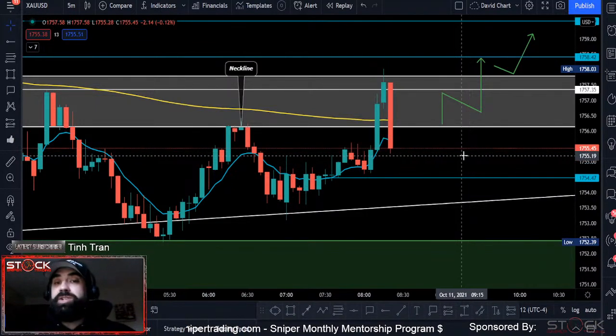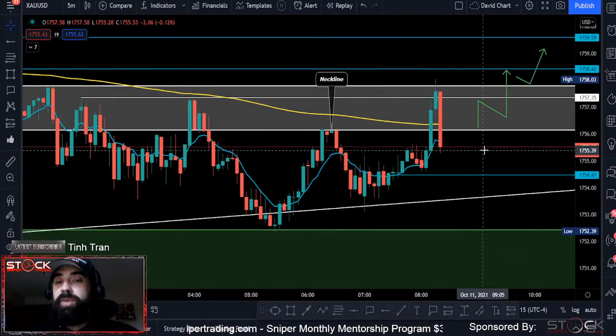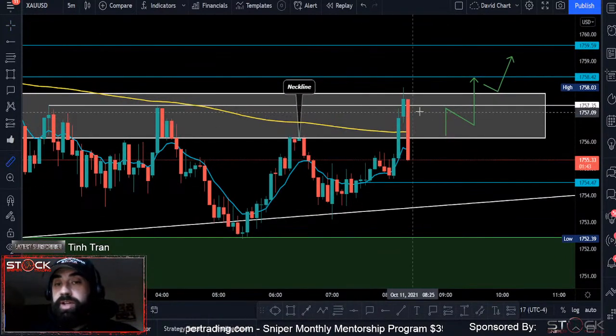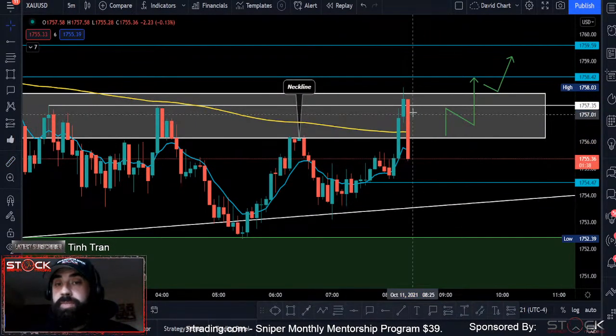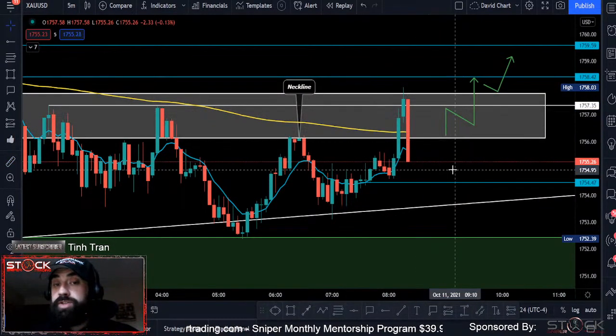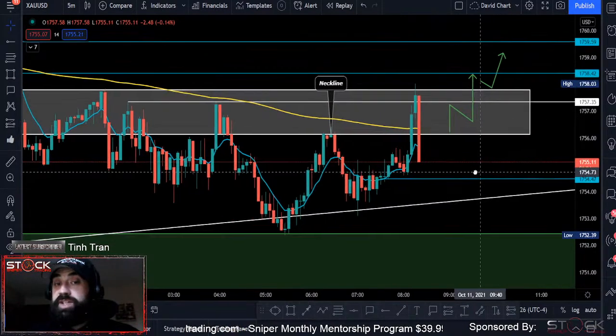Guys, that's a very bearish candle. Okay, keep this in mind. Very, very bearish. We're talking anywhere between 19 to 20 pips depending on your broker and where your candles are at. And it's continuing to drop.